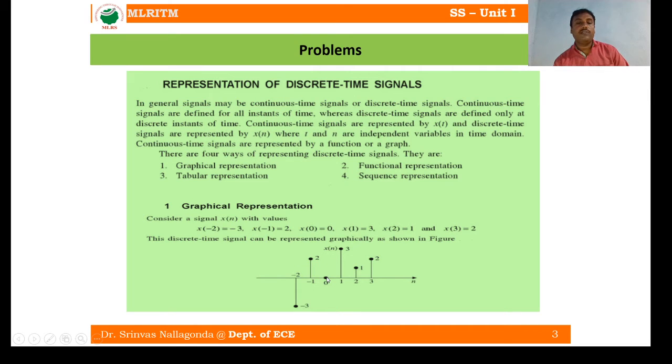For n is equal to 0, what is the value of the amplitude? Sample amplitude is 0. For n is equal to 1, what is the amplitude? 3. For n is equal to 2, what is the amplitude? 1. For n is equal to 3, what is the amplitude? 2. So in this way, I am representing the samples, positioning the samples on the x-axis. So n versus x of n. This is the graphical representation.